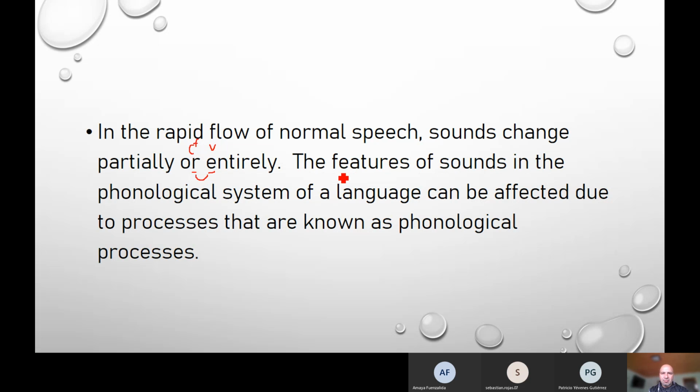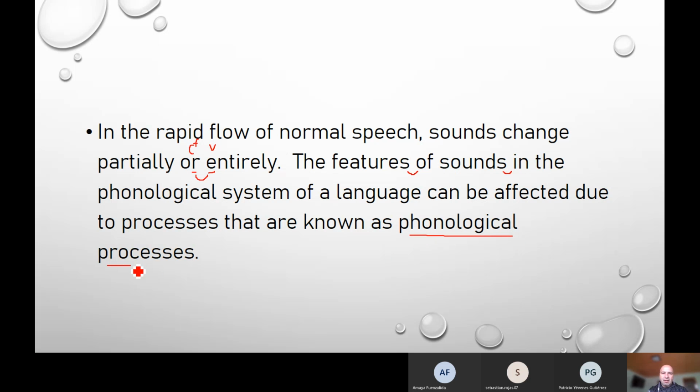The same line that Sebastian read: the features of sounds in the phonological system. So this sounds like one big chunk. When we read this, we don't want to sound like a robot, so we don't read "the features of sounds" word by word, right? We connect the sounds. So that's basically the idea of phonological processes.